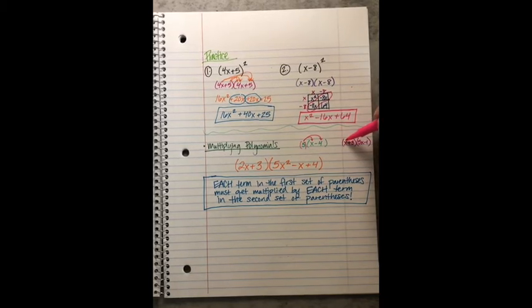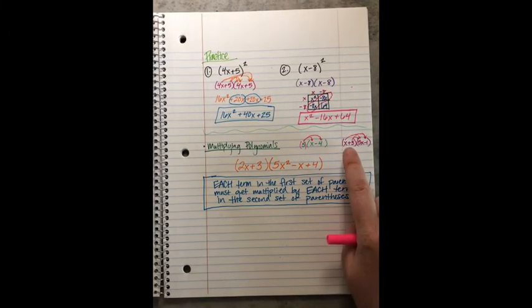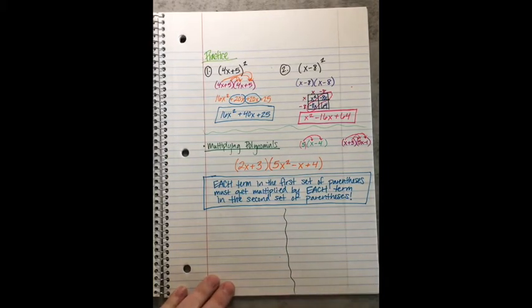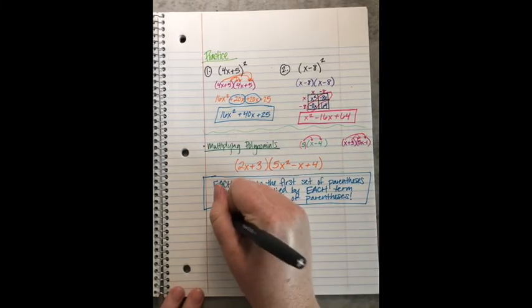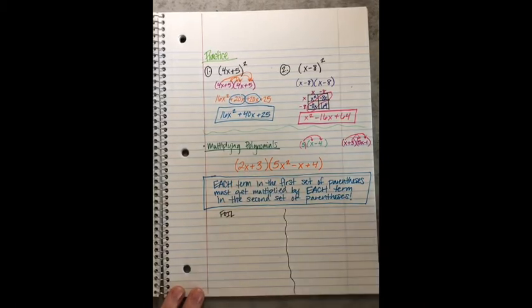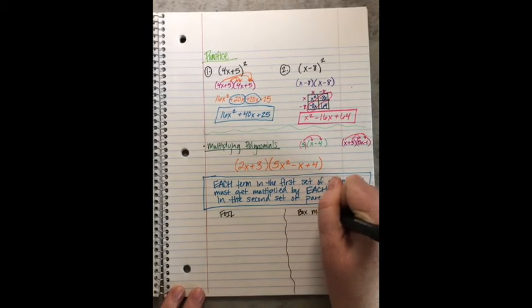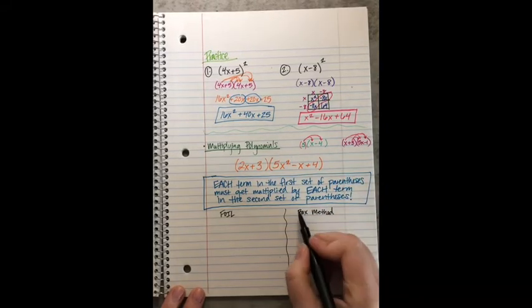If you take first and then outside and then inside and then last, you are multiplying each of the terms in this set by each of the terms in this set, okay? So we are going to show how to do the work for this 2 different ways. If you're a FOIL person, that'll be on the left-hand side. If you're a box method person, that'll be on the right-hand side, okay?